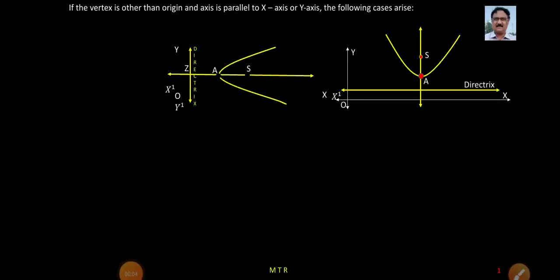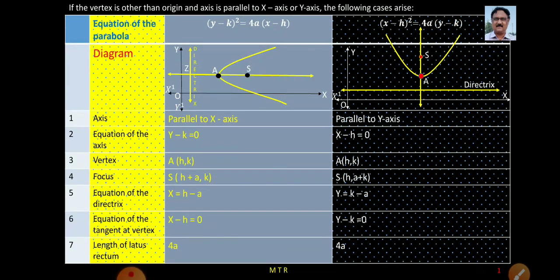In our previous part, we discussed the equation of the parabola in the standard form y square is equal to 4ax and various forms of the parabola: y square is equal to 4ax, y square is equal to minus 4ax, x square is equal to 4ay, x square is equal to minus 4ay. In those four cases, the vertex is the origin (0, 0) and the axis is either the x-axis or the y-axis.